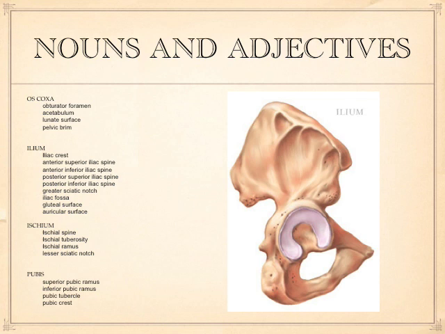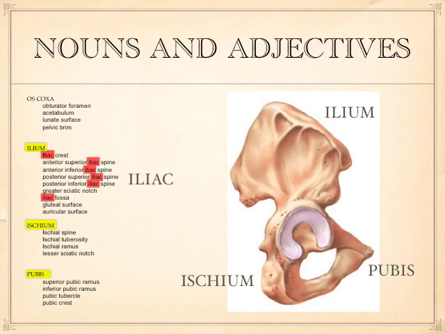If you take the word ilium, right, that is a noun. That is the name of this bone. Okay, the word ischium is the name of this portion, this bone right here. And the word pubis is the name of this one right here. Now look closely at some of the descriptions here, right? You see all of these? They all say iliac.